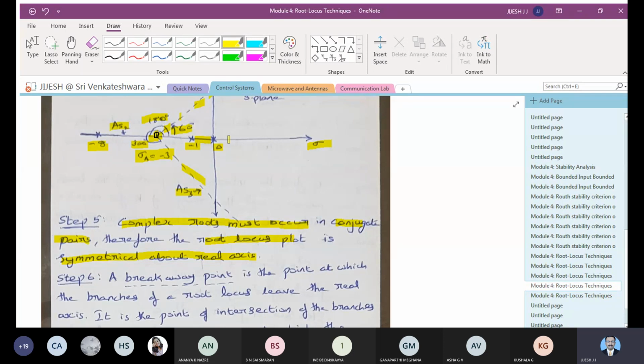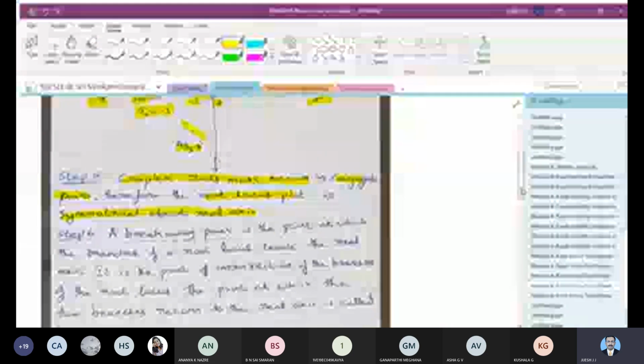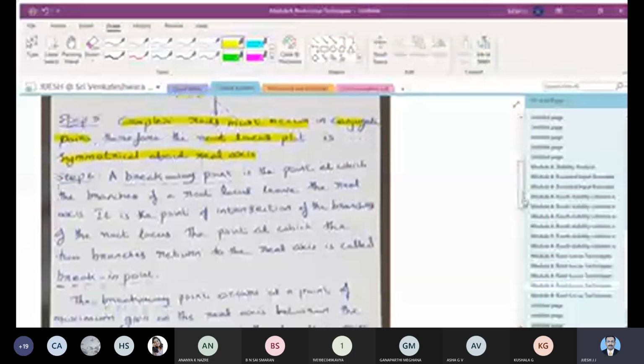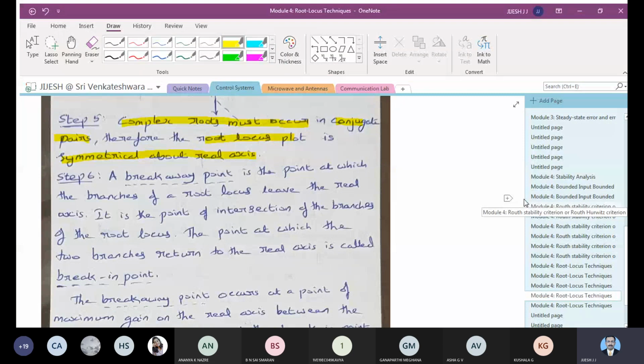Most of the things in nature are symmetrical. Similarly, in the case of root locus also, you can see that with the sigma axis, the real axis, both the sides have to be symmetric to each other. So the complex roots must occur in conjugate pairs, and therefore the root locus plot is symmetrical about the real axis. You can make a note of that.